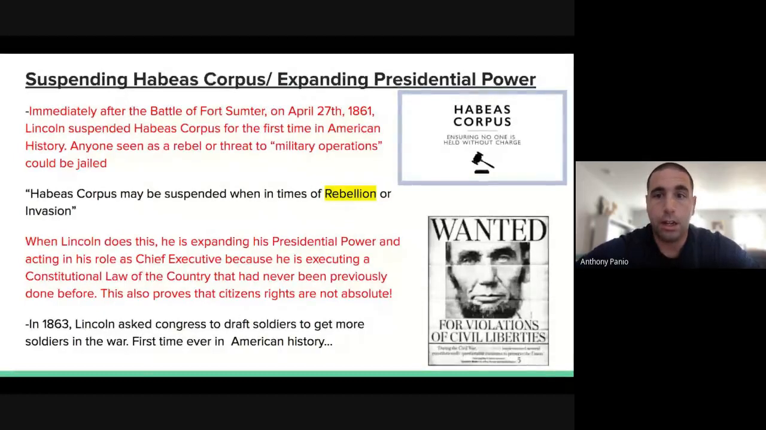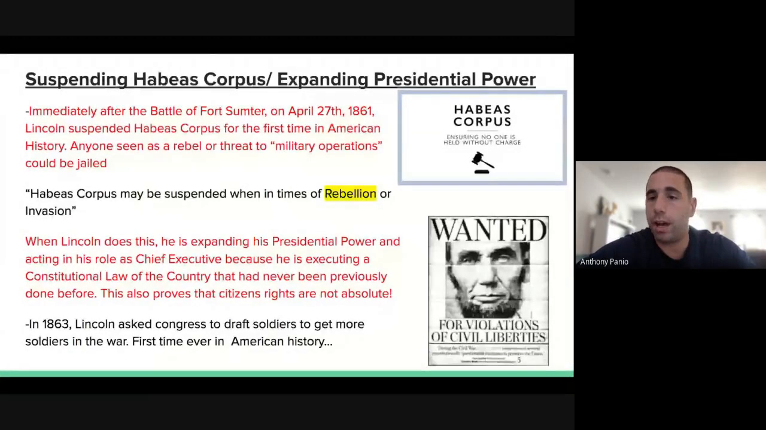All right, so why does he suspend habeas corpus? Well, anyone that is a Southern sympathizer, anyone that is focused on keeping slavery or being okay with the South leaving can be seen as a rebel or a threat. So anyone that is going against any military operations could be jailed. Basically, Lincoln and his administration are now allowed to go around and jail people that they deem to be threats to military operations or threats to the Union, okay?